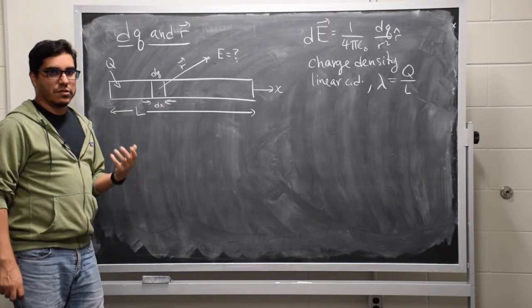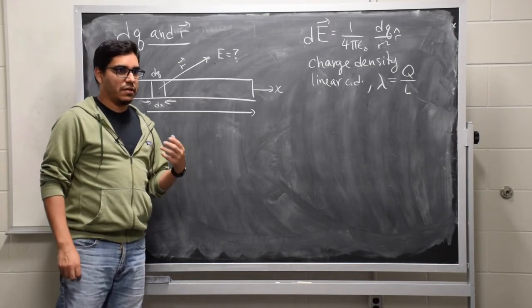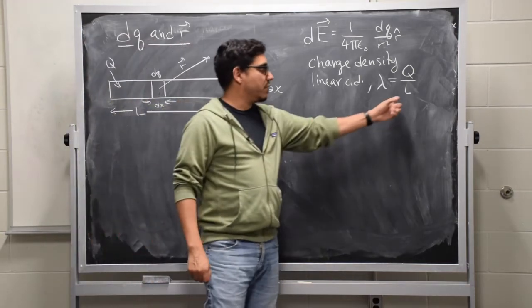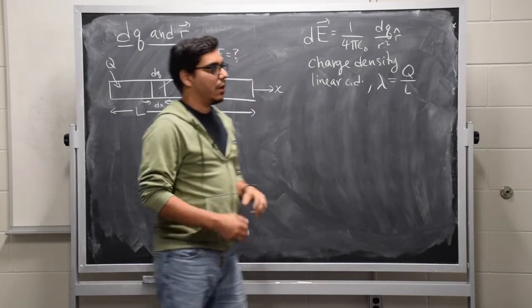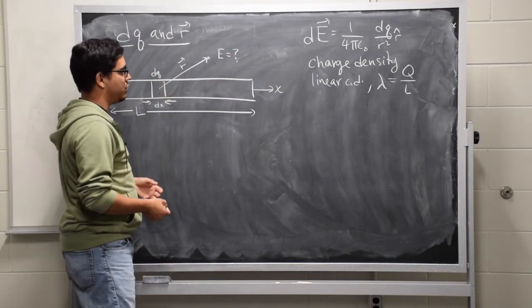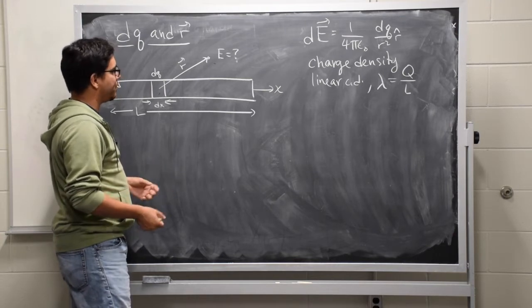In the notes, you'll see a description of area densities and volume densities for charge, and those essentially replace the length here with areas and volumes and describe a different situation in terms of charge distributions, but it's still quite similar.